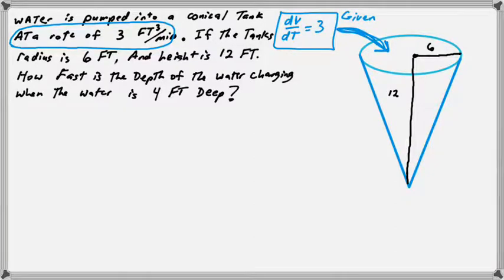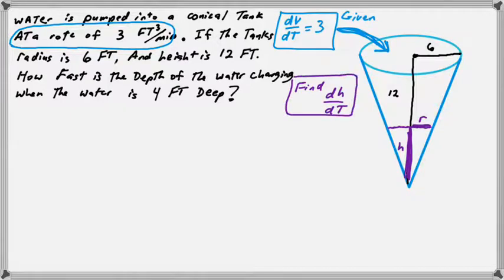As the water is being pumped into here, it's going to attain a certain height. That's going to have a certain radius here and a certain height here. So basically, they want us to find how fast the depth of the water is changing. Well, the depth of the water would be h. So I think they want us to find dh/dt. They want us to find how fast the height is changing.